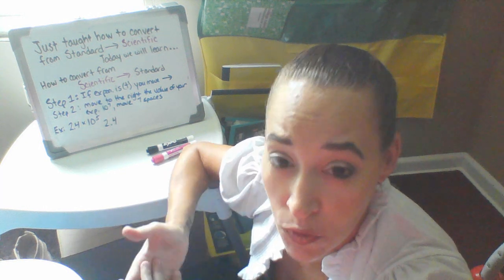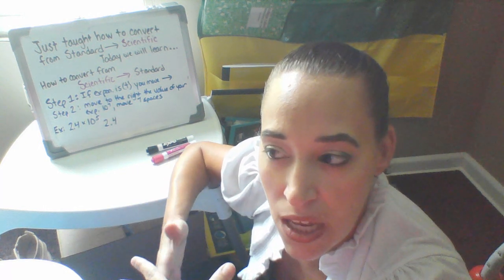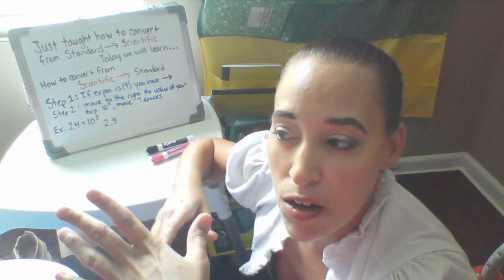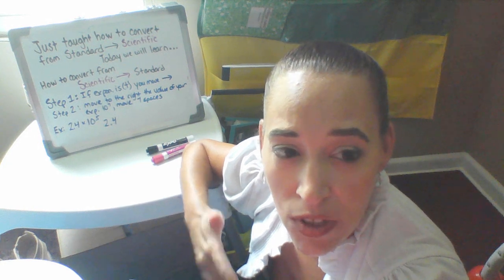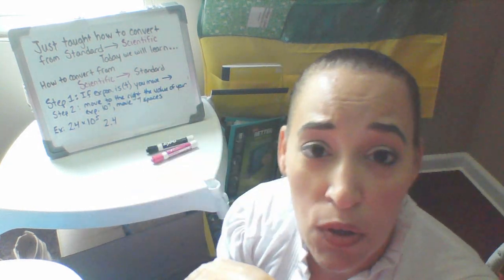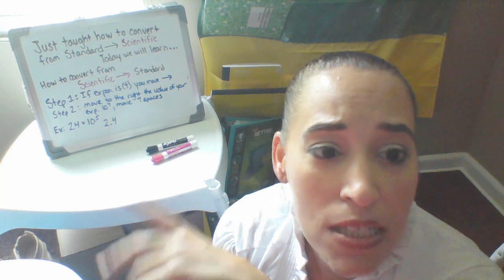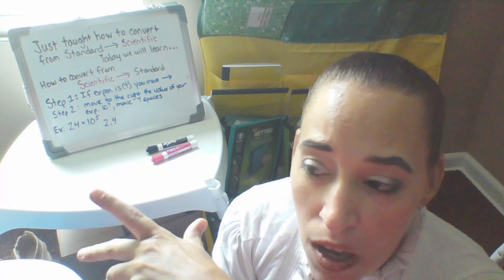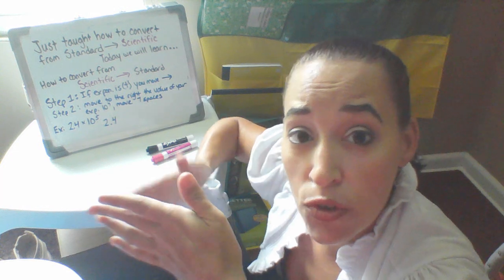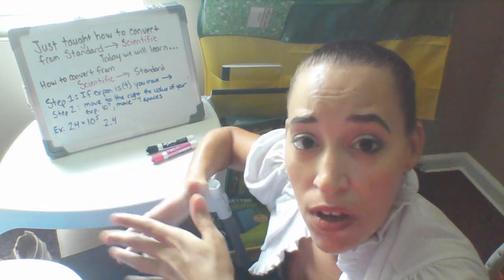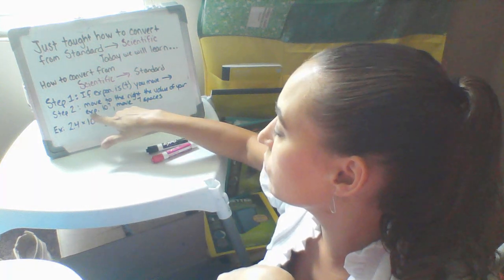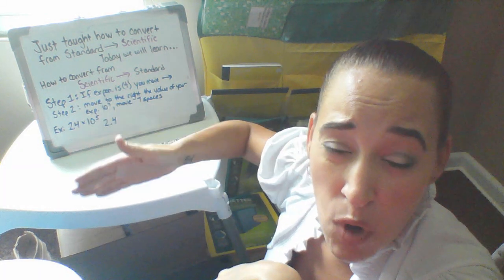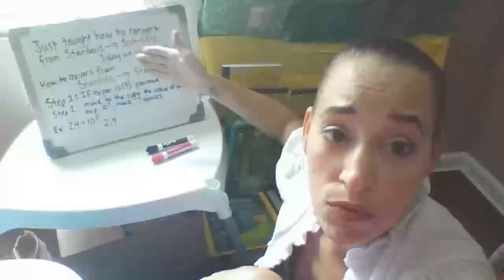So if the exponent is positive, you move to your right, which again to me is common sense, because if you look at a number line, the numbers to the right are positive and the numbers to the left are negative. So step one, if the exponent is positive, you move to your right. Step two, how many spots you move to your right is the power of that exponent. So if the exponent was 10 to the 7th, I'm going to move 7 spots to the right.